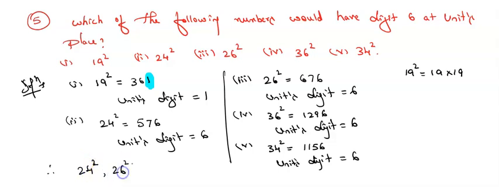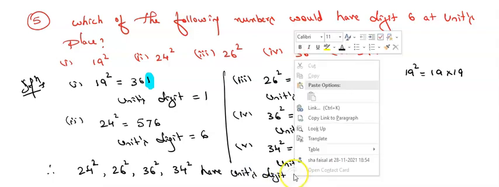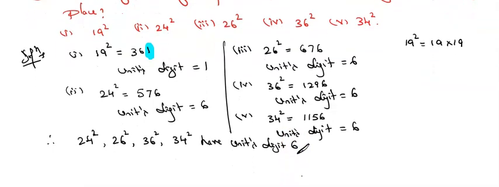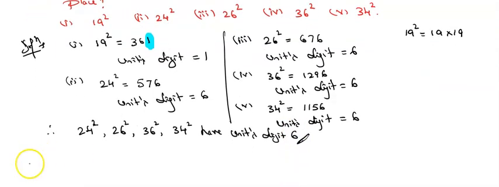Next, 26 square, 36 square, 34 square have units digit 6. Units digit 6. Okay, children, one important note. Points to remember. Now I am going to give you the logic, the shortcut. I am going to give you the shortcut technique.